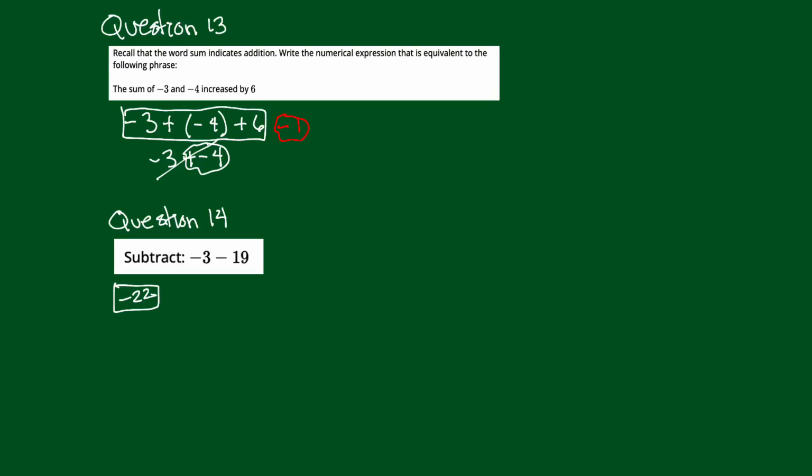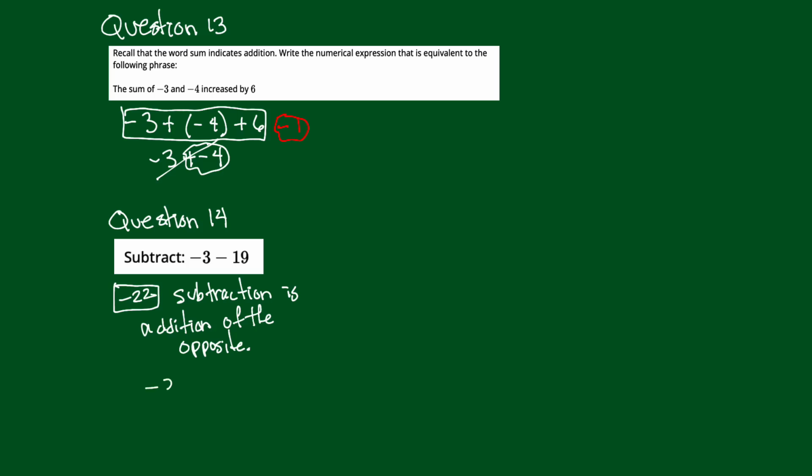Subtraction is addition of the opposite. So I'll write that down. A lot of words here. Let's make sense out of it. Subtraction is addition of the opposite. So I see a subtraction right here. That's a negative 3, and then subtract 19. So subtraction is addition, so I'm going to write it now.